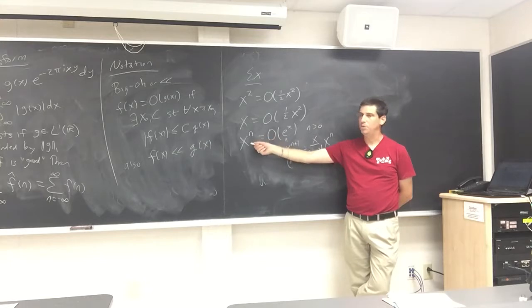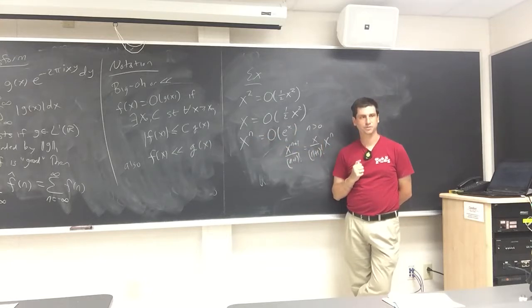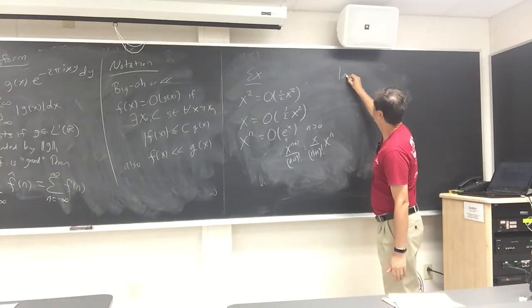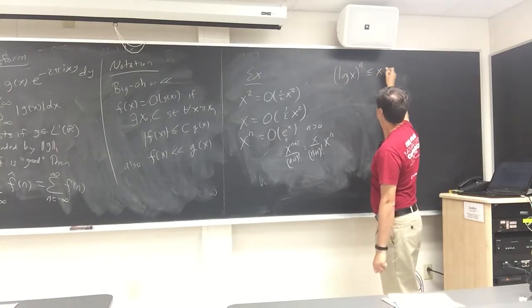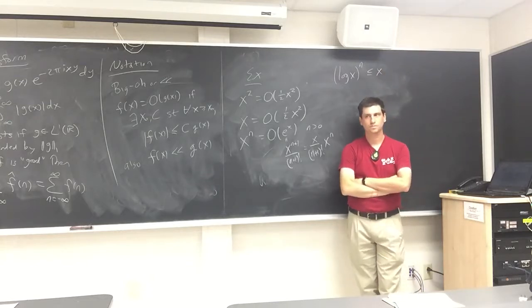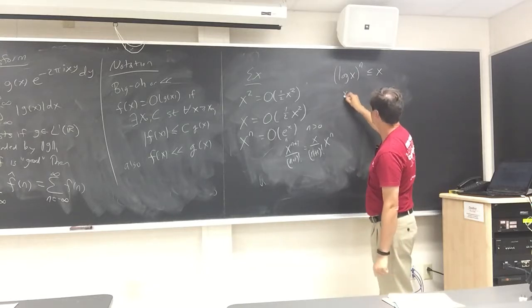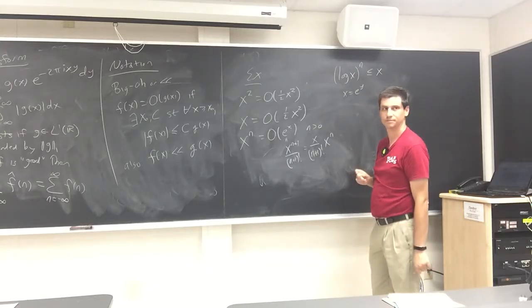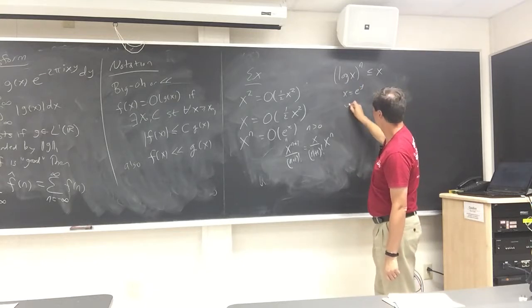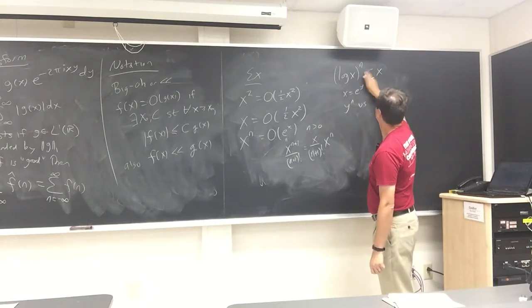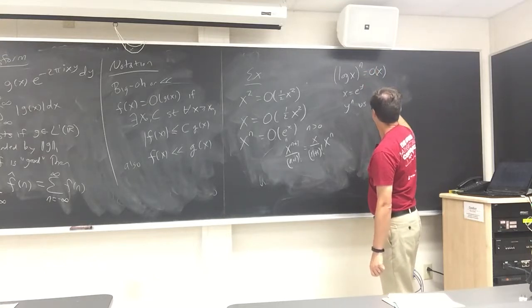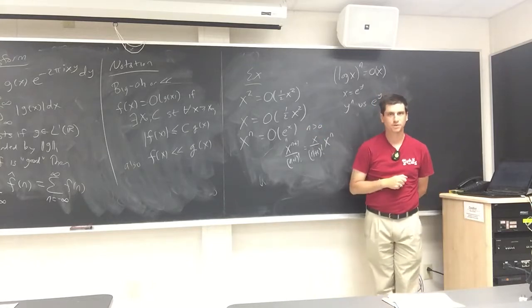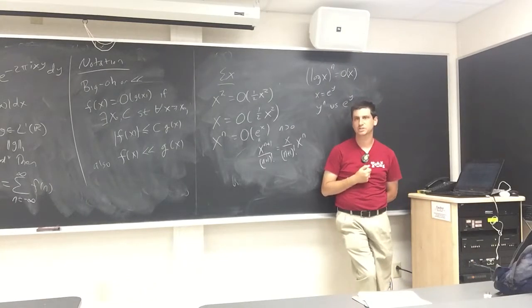So this tells you that a polynomial is going to grow slower than any exponential. Log of x to the n will be less than or equal to x. One way to see this is I could let x be e to the y. If I do that, then this becomes y to the n, big O, versus e to the y, which we just proved over here. So whenever possible, you always want to reduce things to things you've already seen.